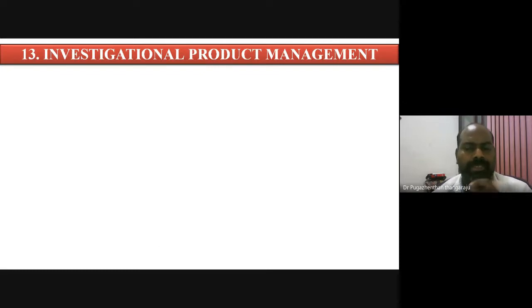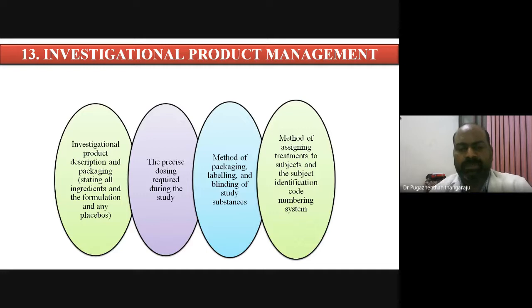So next coming to the investigational product management. This is a clinical trial. We are looking into the efficacy of some XYZ drug for a particular condition, and in doing so, I should ensure that the investigational product description and packaging are proper, whether the precise dosing required during the study is mentioned, whether the method of packaging, labeling, and blinding of the study substance are appropriate, and whether the method of assigning treatment to the subject and the identifying code and numbering system are mentioned.